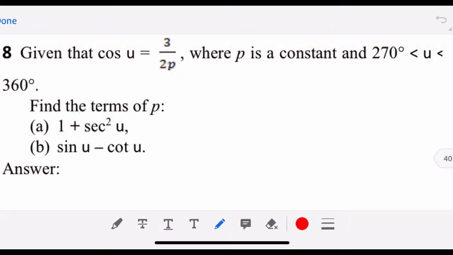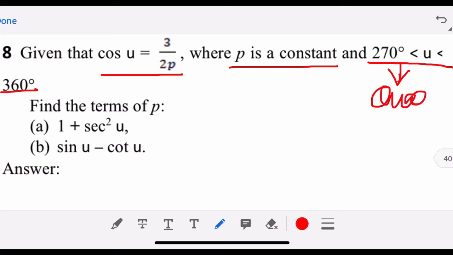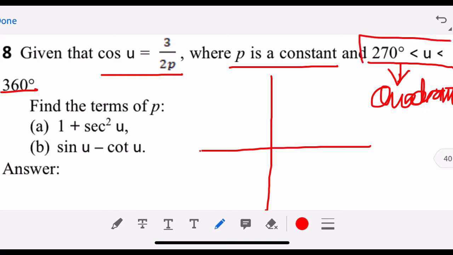Let's see question number 8. Given that cos u is 3 over 2p, where p is a constant, and the angle u lies between 270 and 360. So this is telling you the quadrant, right? Normally when you do trigonometric functions, you must draw the right angle triangle at the quadrant. If you read the question, they will highlight the quadrant to you.